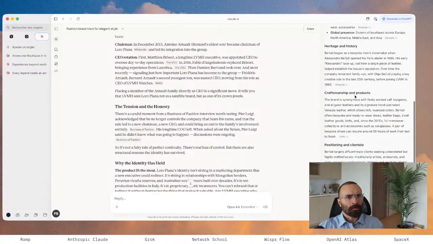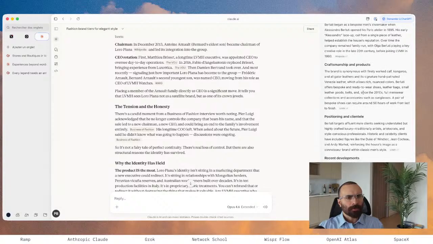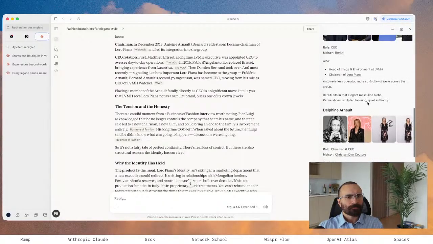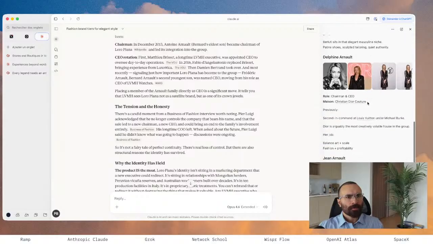So this is also becoming important. Craftsmanship in products. Designers have included Alessandro Sartori, Haider Ackermann, and Kris Van Assche, while maintaining shoemaking in its Italian manufacturing base near Ferrara. As of 2024, Jean-Marc Mansvelt serves as CEO with Antoine Arnault as chairman, and the brand continues to appear at Paris Men's Fashion Week. Quiet authority.